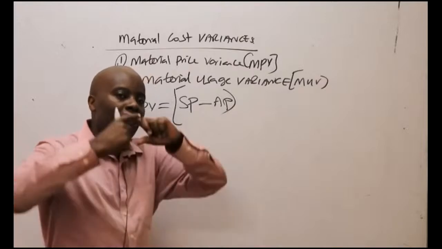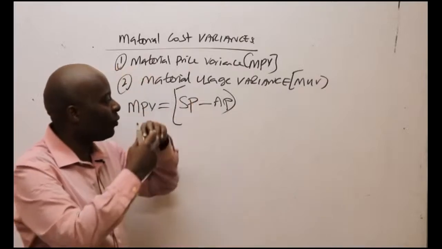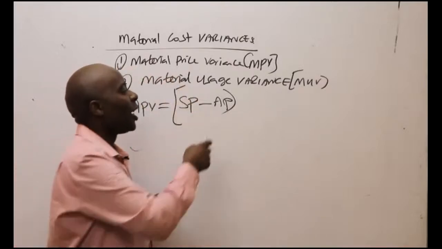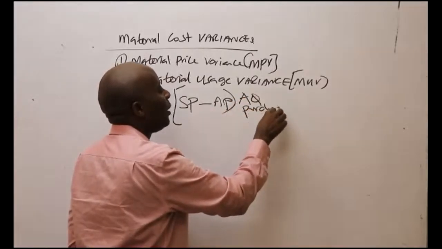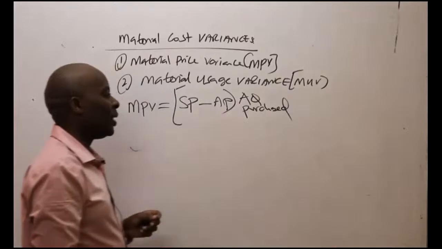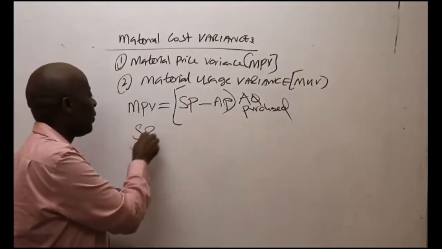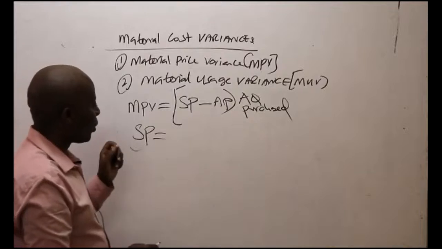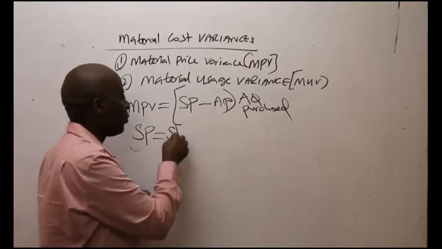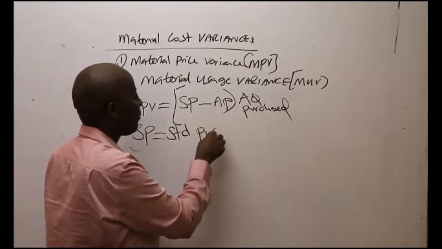And I want the totality of it. So for the purpose of getting the whole variance, I need to multiply this with the actual quantity of materials that were purchased. So for the sake of the students who have never been with us while doing this particular topic, I would want them to write there that this SP stands for the standard price per kilogram.